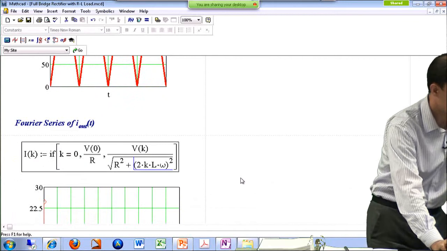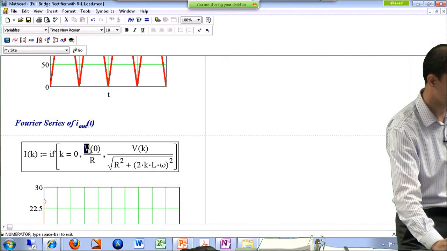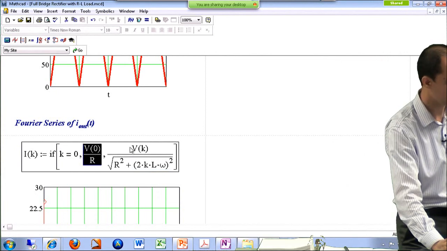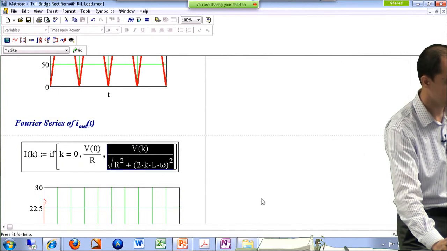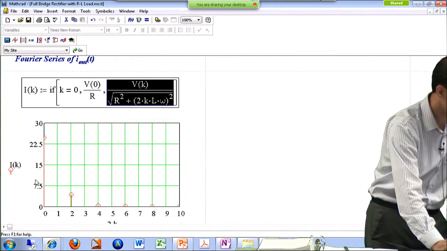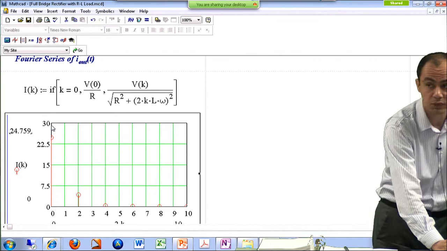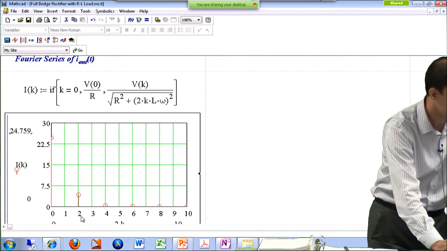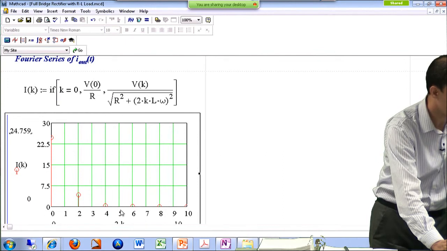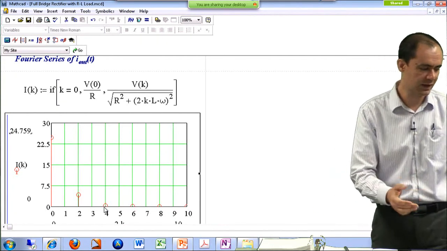Now, I have to find the harmonics in my current. My current has a DC component, which was the DC component of the voltage over R, and then some AC harmonics. And this is the magnitude of those harmonics. If you look at the frequency spectrum of your output current, you have a relatively large DC component, which is between 22.5 and 30. Then at twice the line frequency, you have about 5 amps. And at higher order harmonics, it rapidly damps to 0, even faster than the voltage.